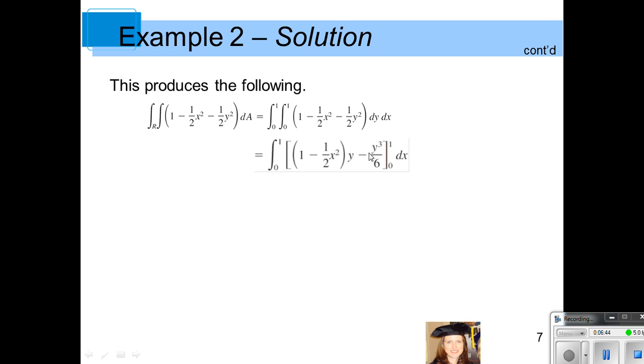You evaluate the upper bound. You're going to replace y with 1, and then you're going to replace y with 0 and simplify into a single integral. Now you have a single integral. You can integrate each of these with respect to x. So the antiderivative of 5 over 6 is 5 over 6 x, minus the antiderivative of a half x squared, which is x cubed over 6. And you then evaluate the bounds from 0 to 1, plug in the upper bound and the lower bound, and simplify. And you'll get 2/3.